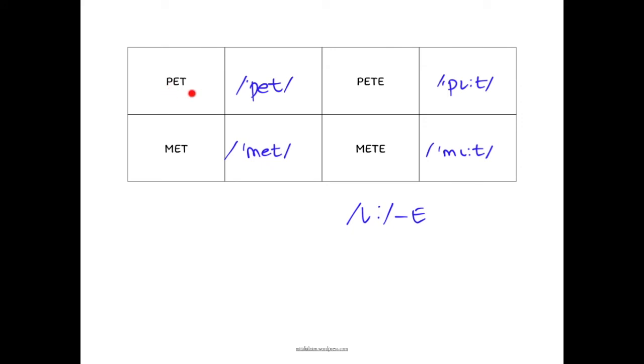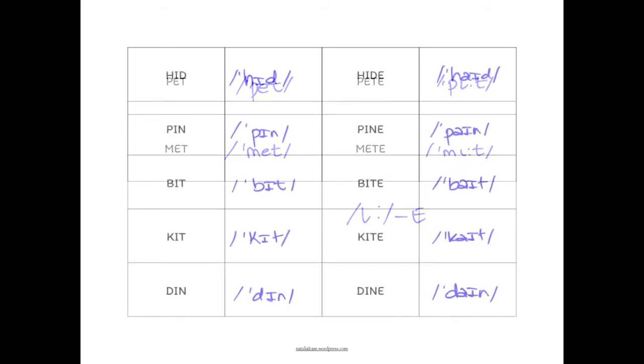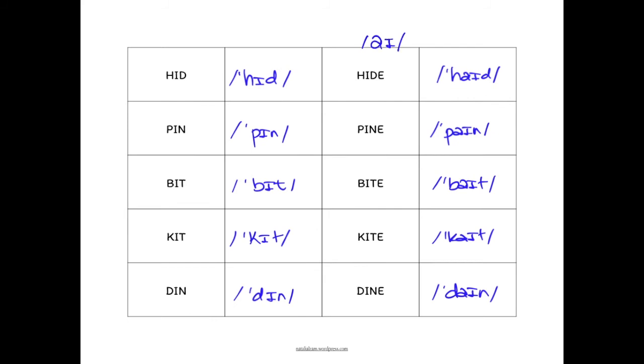When this happens with letter E, for example, you say pet, but you say beat. You say met, but you say meet. With letter I, you say hid, hide, pin, pine, bit, bite, kit, kite, and din, dine. Magic E is making the previous letter say its name, I.